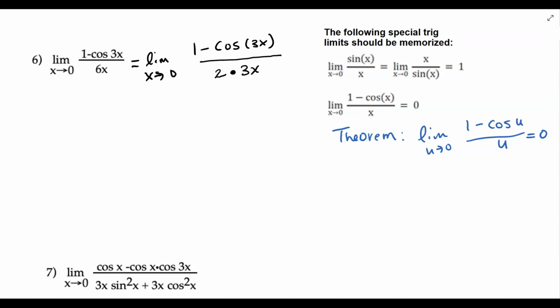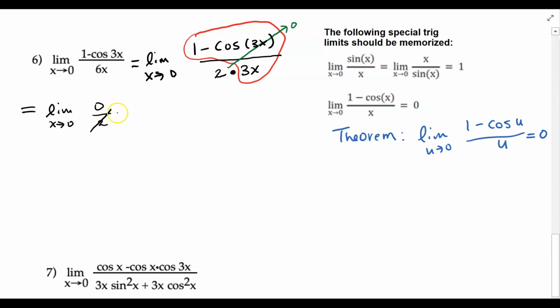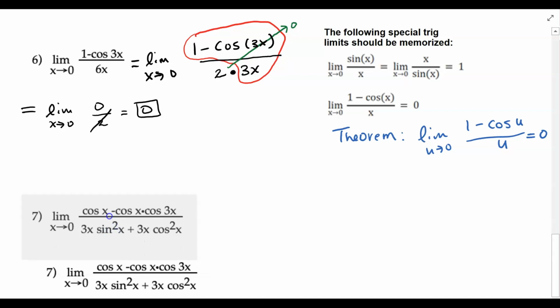Now that I've done that, I put a ring around this because that fits the theorem. And since it fits the theorem, this right here goes to 0. And so, if I have the limit as x approaches 0 of 0 divided by 2, which is just 0 to begin with, I get 0, because the limit of a constant is the constant itself. Something important to keep in mind, and I know I've mentioned it in another video: the limit of a constant is the constant itself.